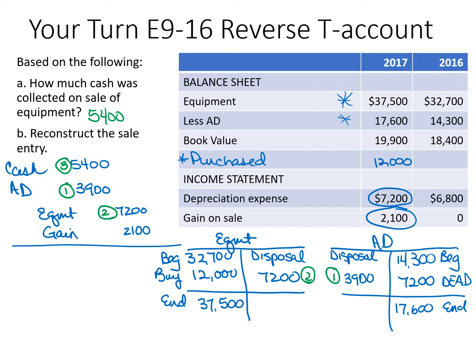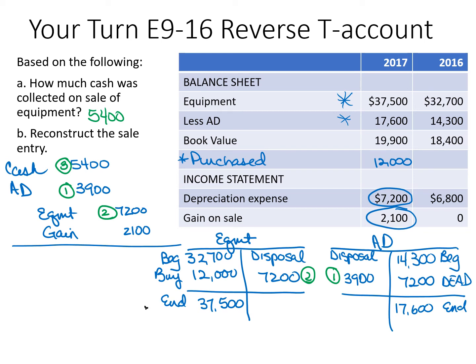So reconstructing the entries, looking at equipment, I have a beginning balance of 32,700, an ending balance of 37,500. We know that we purchased, this is disclosed in the problem, I just failed to write it down, 12,000, so we can figure out that the amount of equipment we disposed of was 7,200. So that's where the disposal amount in our entry to reconstruct the entry on the sale is a credit for 7,200.